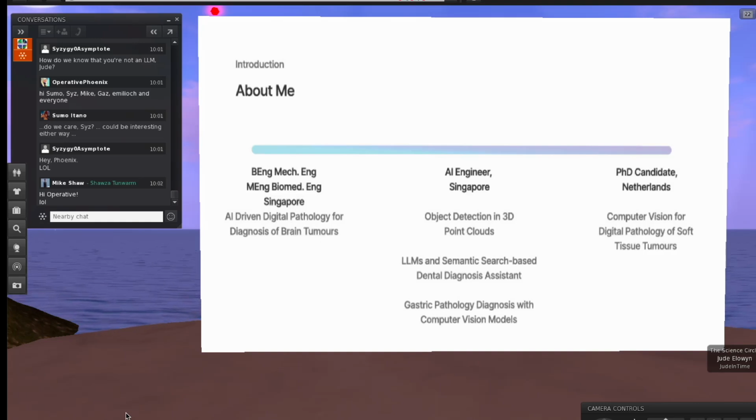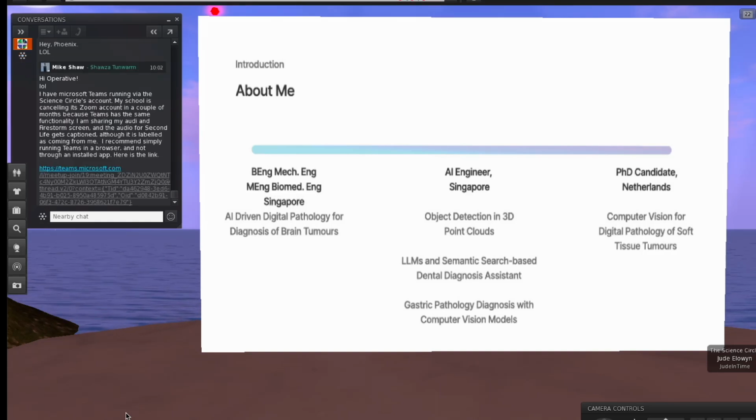I don't really come from an AI background. My first project, I did that during my undergraduate studies in mechanical engineering as part of a small research attachment. And that was also in computer vision. It was in AI-driven digital pathology. Pathology is sort of like medical microscopy.